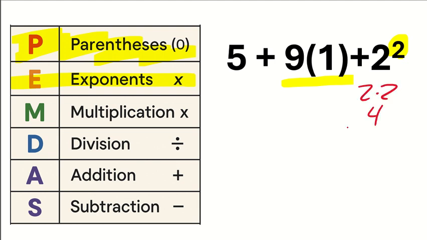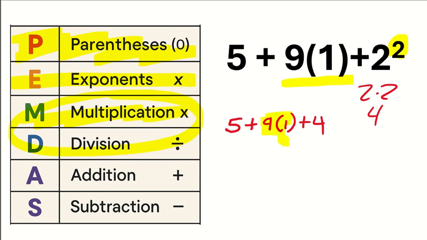And so now, let us rewrite everything we know. We have 5 plus 9 times 1 plus 4. And now the next step is going to be multiplication or division before addition and subtraction. Turns out all we have is multiplication there, so we'll do that first. We have 5 increased by, what's 9 times 1?